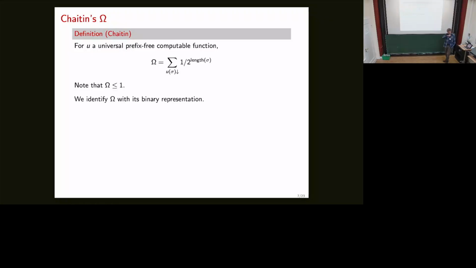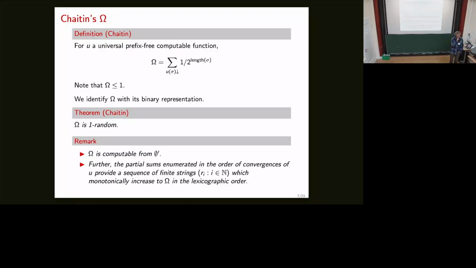U is defined on its domain, an antichain of sequences. A sequence of length n determines a ball, and that ball has measure 1 over 2 to the n. Omega is the sum of the measures of the domain of that universal function. Because in Cantor space a sequence has measure 1 over 2 to its length, omega has to be less than or equal to 1. Then we identify omega with its binary representation. And Chaitin proved that omega is a one random real.